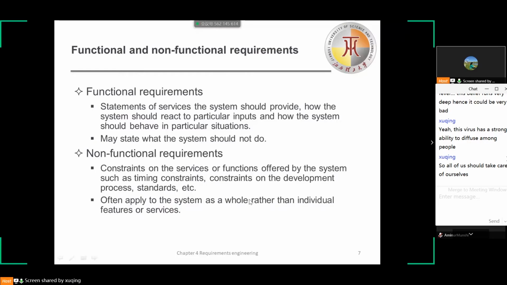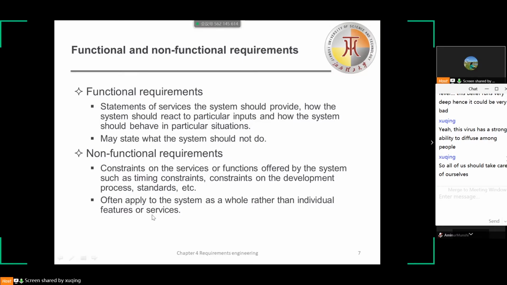And non-functional requirements are constraints on the services or functions offered by the system. They may include time constraints, constraints on the development process, standards, etc. And non-functional requirements often apply to the system as a whole rather than individual features or services.